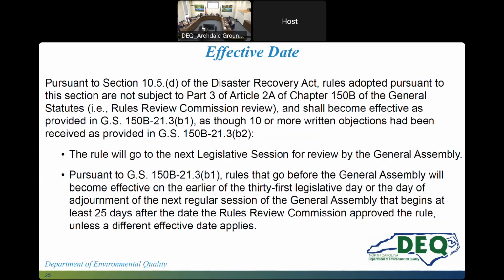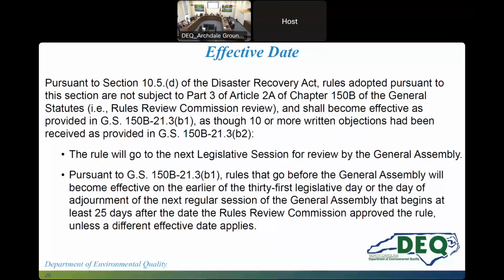So the rule will go to the next legislative session for review by the General Assembly, and pursuant to General Statute 150B-21.3B1, rules that go before the General Assembly will become effective on the earlier of the 31st legislative day or the day of adjournment for the next regular session of the General Assembly that begins at least 25 days after the date the Rules Review Commission approved that rule, unless a different effective date applies.